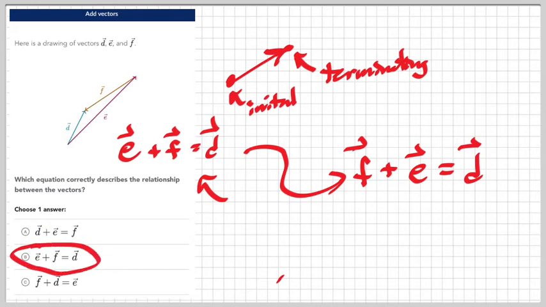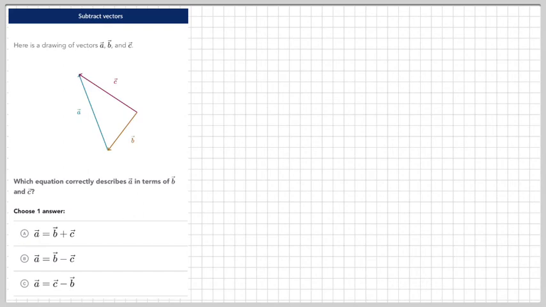Now, conversely, we had the subtraction one. The other one was addition. This one's subtraction. For subtraction, we're going to think addition first. Look at what this says: which equation correctly describes vector A in terms of vector B and vector C? So that means A is going to be alone eventually.